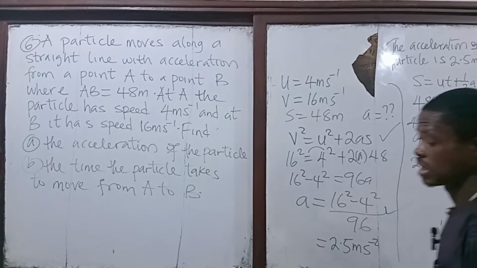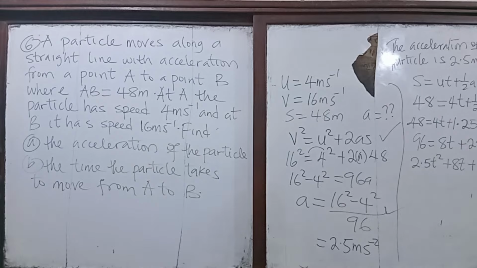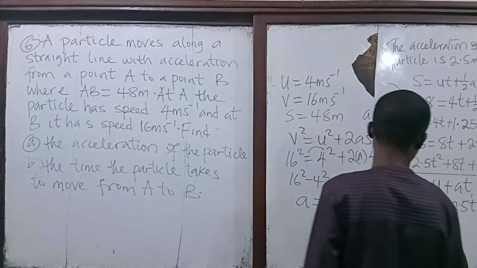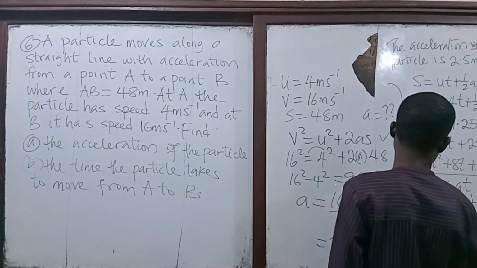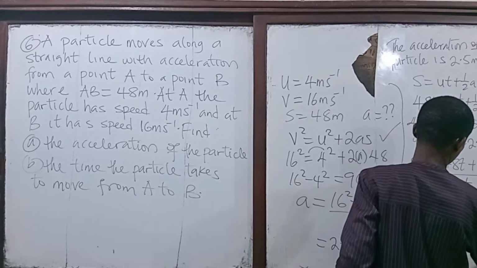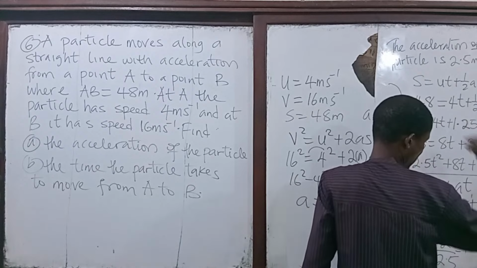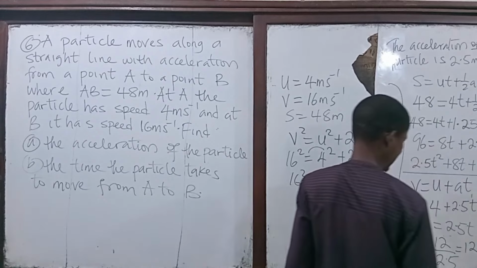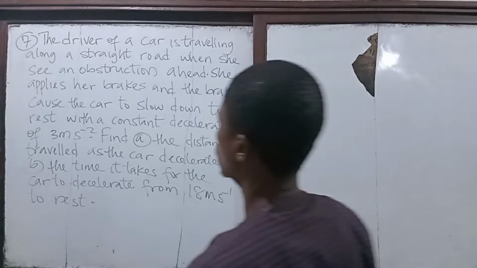And then we can try this equation. V equal to U plus AT. My V is 16. My U is 4. My A is 2.5, T. So this is more easy, and that'll be 12 equal to 2.5 T. Over 5, 24 over 5, and that will give us 4.8. I think 4.8 for the time. That's 4.8.